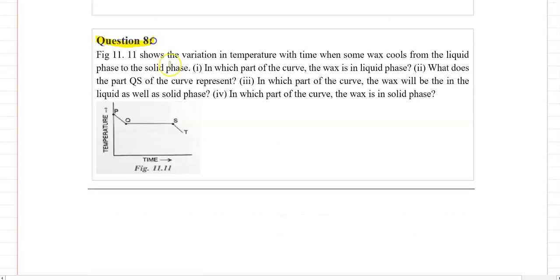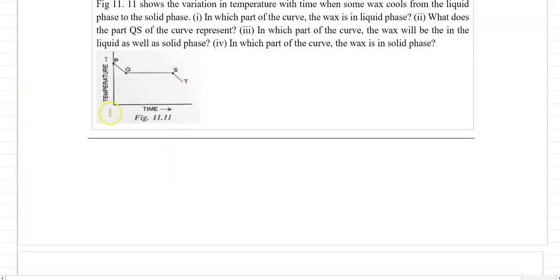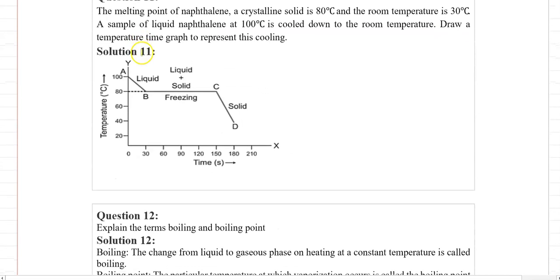Question number 8 is the variation of temperature with time when some wax is cooled from liquid phase to solid phase. First, in the liquid phase the temperature decreases with time, and then when it starts to form solid, its temperature becomes constant. When all the wax is converted to solid, its temperature starts decreasing again. This is the graph and this is the solution. This question we have discussed.